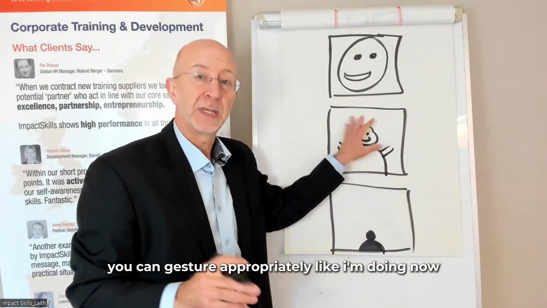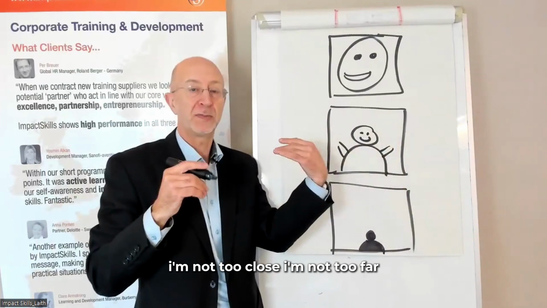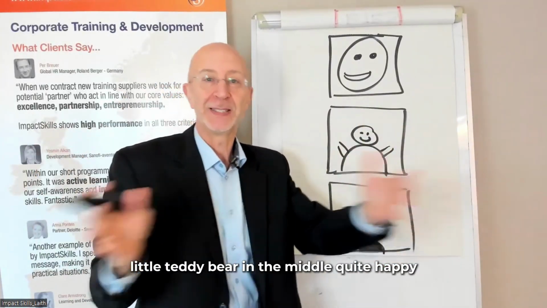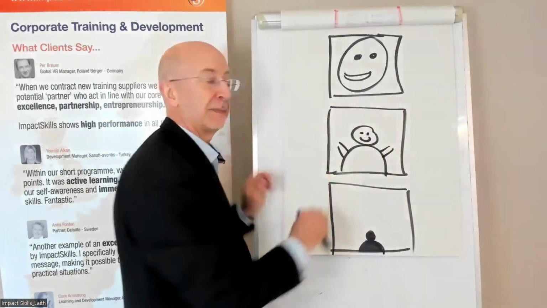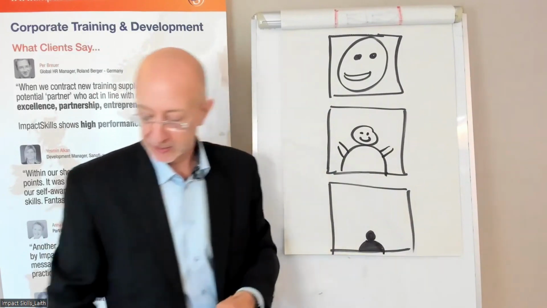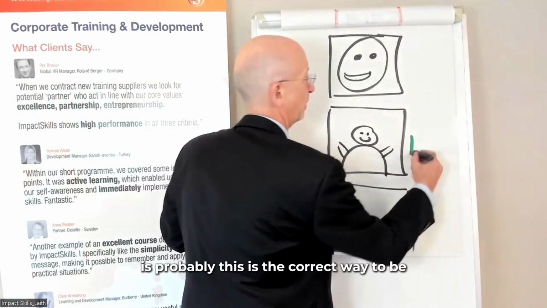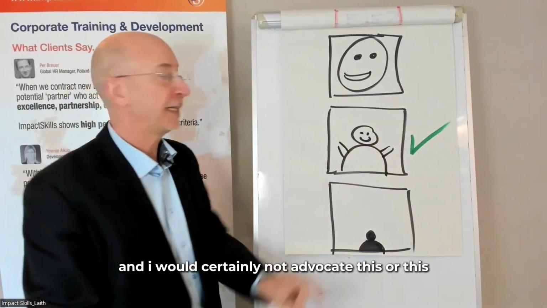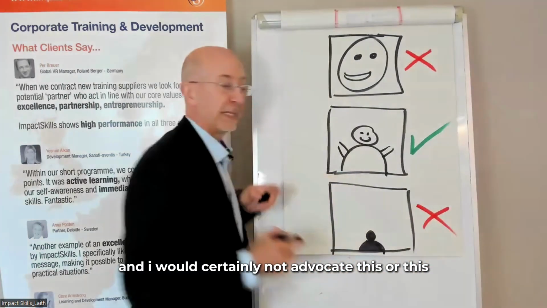You can gesture appropriately like I'm doing now. You can still see the edge of my hands. I'm not too close. I'm not too far. I'm like a little teddy bear in the middle, quite happy. We can all agree that having this sort of spacing is much more comfortable for the viewer. So what I would put here, just as a visual, is probably this is the correct way to be. And I would certainly not advocate this or this.